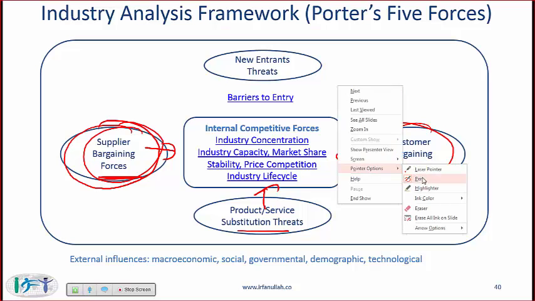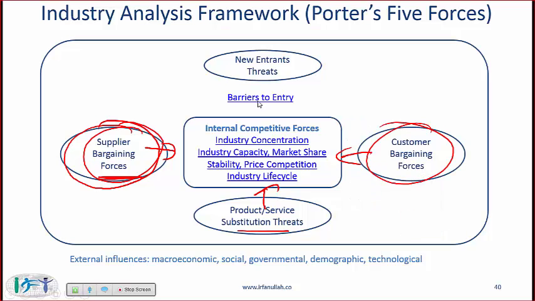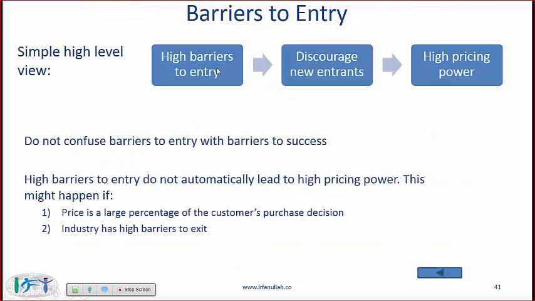So for that, what you do is look at the barriers to entry. Very simplistically, if the barriers to entry are high, then that will discourage new entrants, and that would imply that the industry has high pricing power. That's the simple high-level view. But there are some other points.